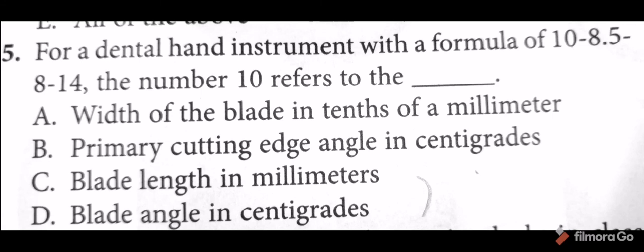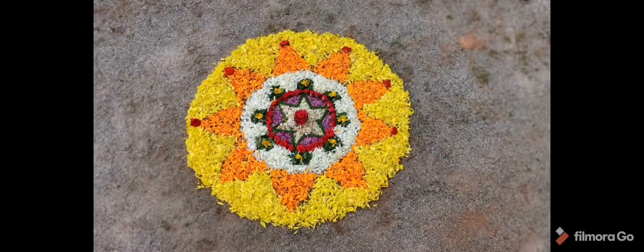For the dental hand instrument with a formula of 10, 8.5, 8, 14, the number 10 refers to. So we have to know the formula. The first digit always indicates the width of the blade in tenths of a millimeter. Then the second digit indicates the primary cutting edge angle in centigrades, the third indicates the blade length in millimeters, and the fourth digit indicates the blade angle in centigrades. So the question is, what does the number 10 refer to? It is the first digit. So the answer is width of the blade in tenths of a millimeter.